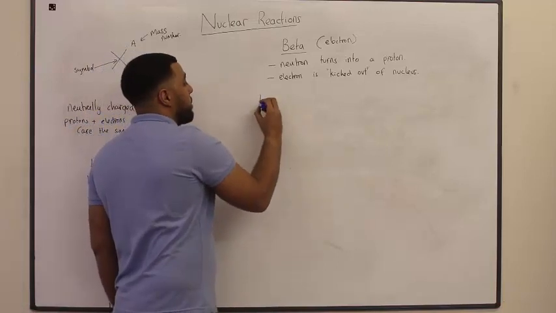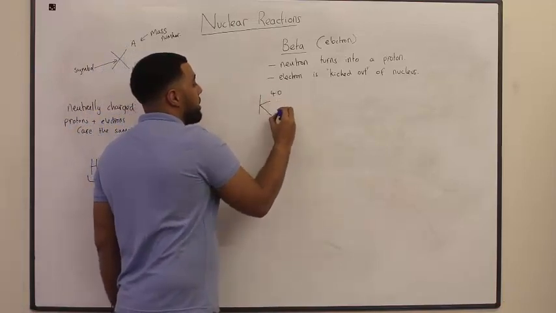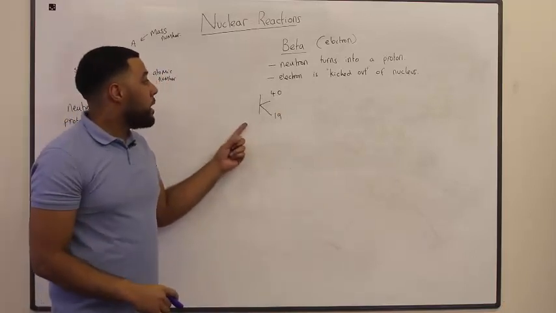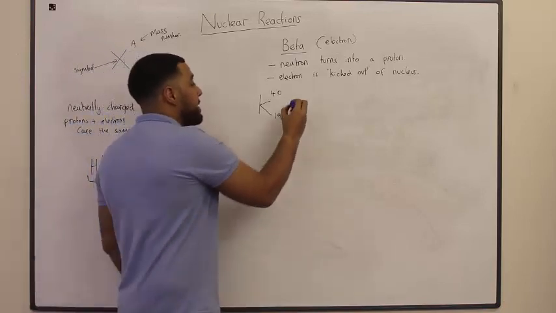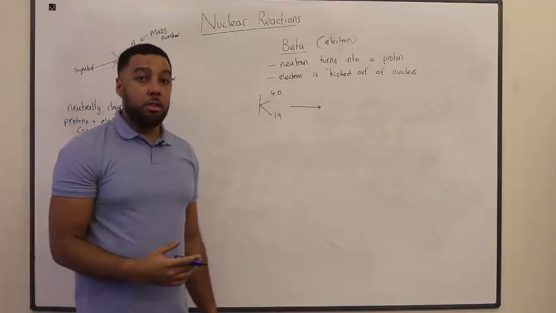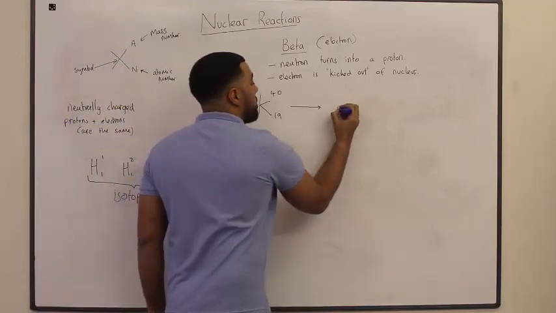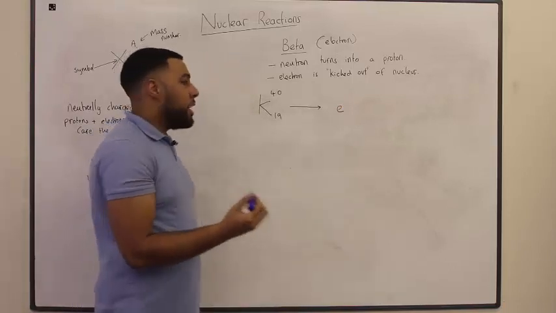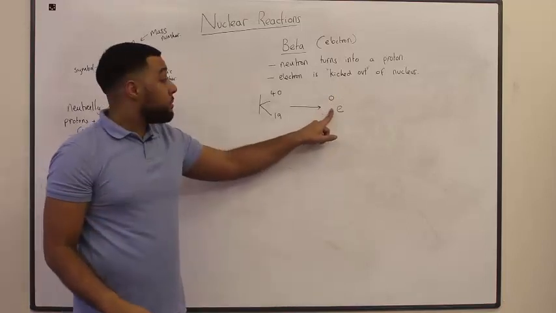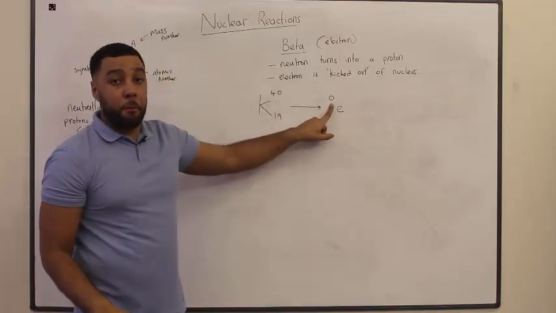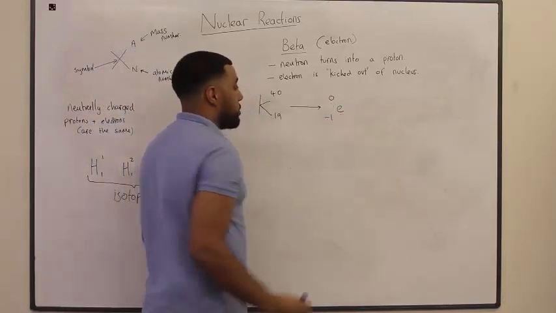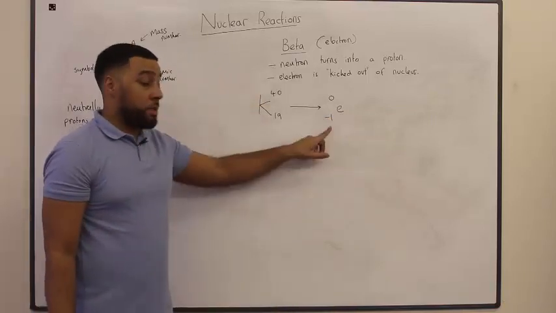Well, the first example is potassium. And let's say I have an atom of potassium, and my potassium is going to decay by beta radiation. Beta radiation is just a fast-moving electron. Now, the mass of an electron is so small that we just ignore it. So we give it a mass number of 0. The charge on an electron is -1, which becomes its atomic number.